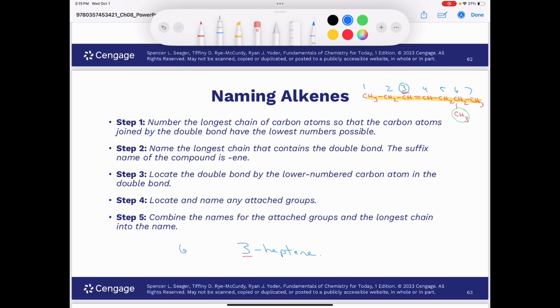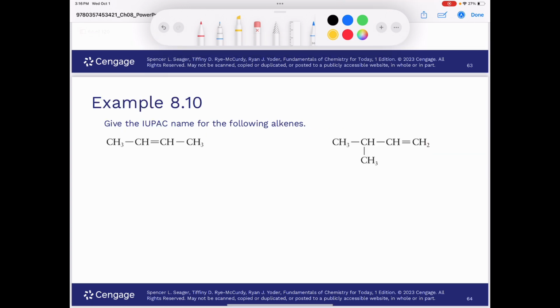We're going to say 6-methyl-3-heptene. And again, numbers and letters are separated by hyphens or dashes, and numbers are separated by commas. We don't have any of those scenarios in here. So again, this compound would be 6-methyl-3-heptene. So let's see if we can name these compounds here.